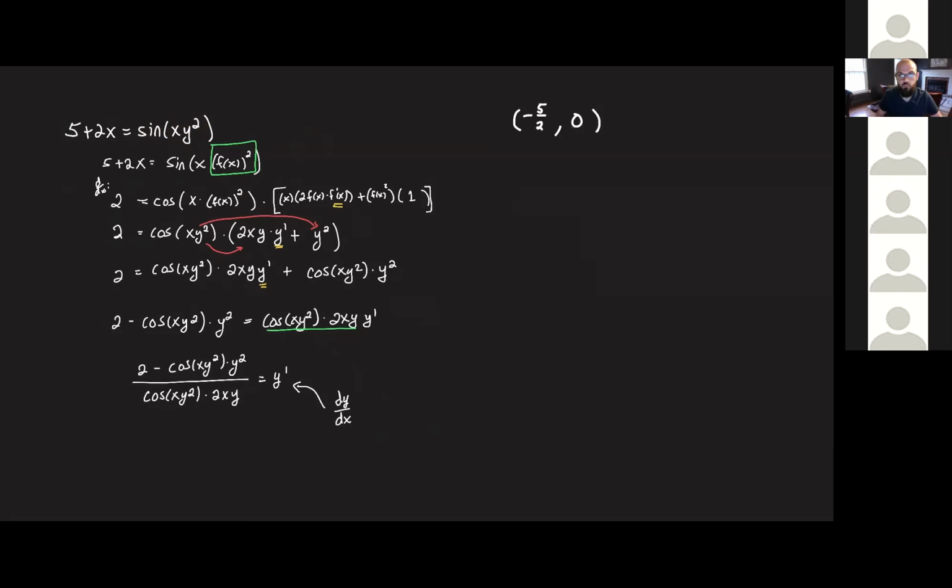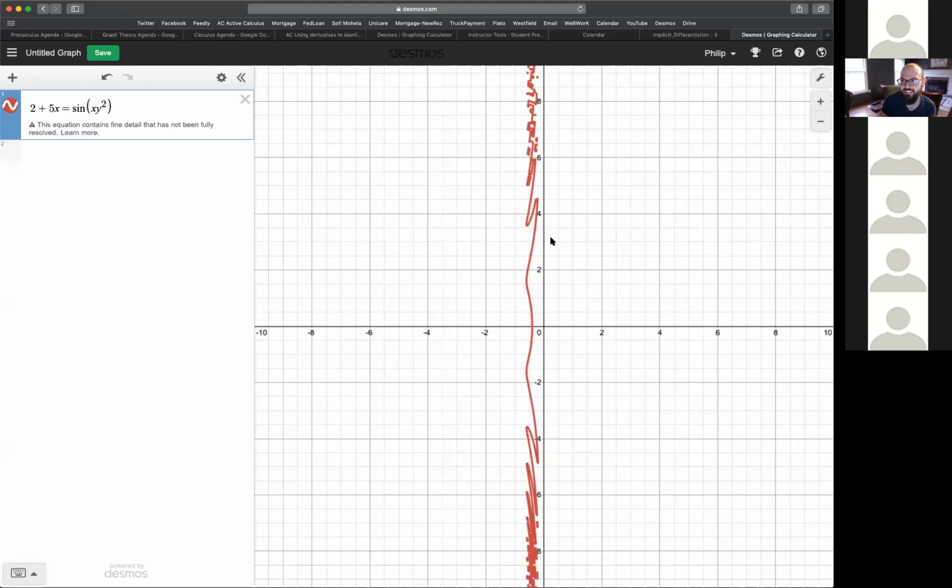So let's bring up Desmos, and we'll type this thing in. So 2 plus 5x equals sine of xy squared. This one is a mess. All right, so I want to share this with you all because this one's something. Okay, so this is what our implicit curve looks like.